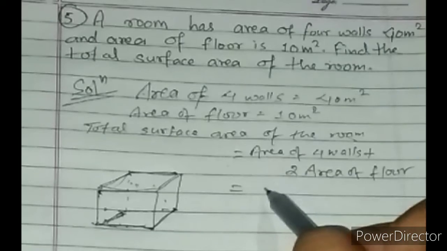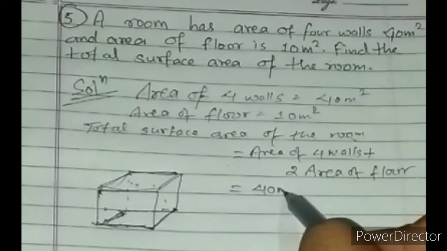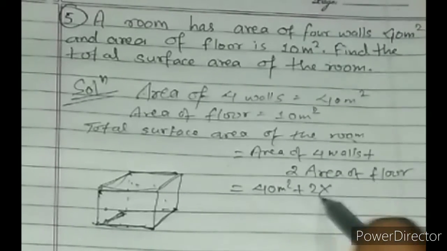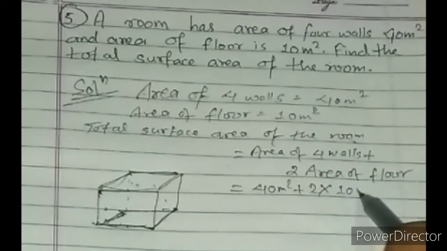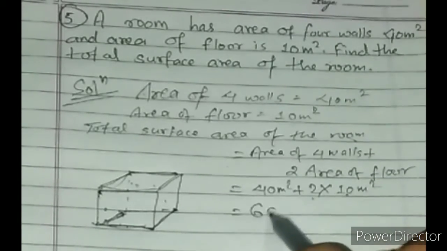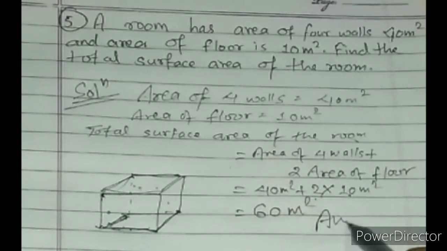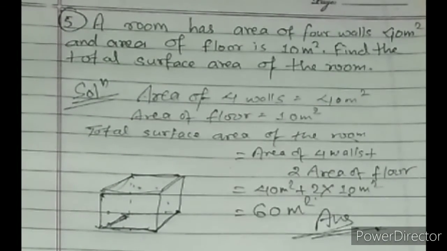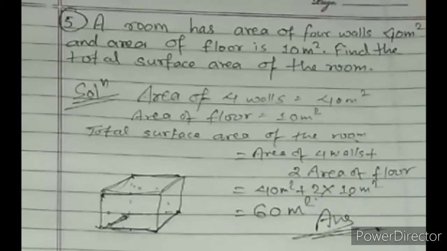Area of 4 walls 40 meter square, 2 into area of floor, how much, 10 meter square. So 2 tens are 20, 40 plus 20 is 60 meter square, which is the total surface area of that room, when area of 4 walls is given 40 meter square and area of floor is given 10 meter square.